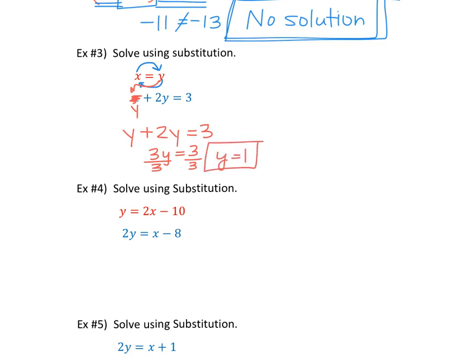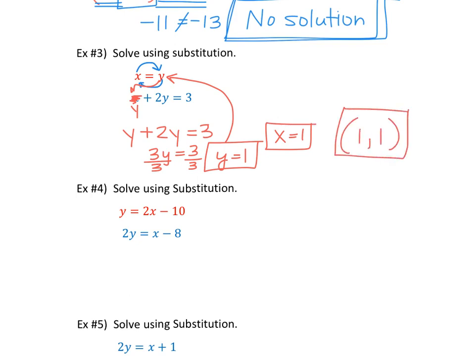Okay, and if my y value is 1, go back up here, if I plug a 1 in, that means my x value is also 1. Okay, so my answer is a point this time, and it is the point (1, 1).